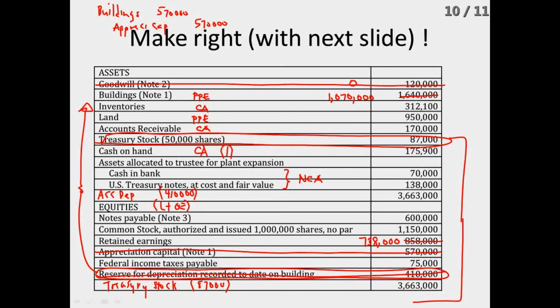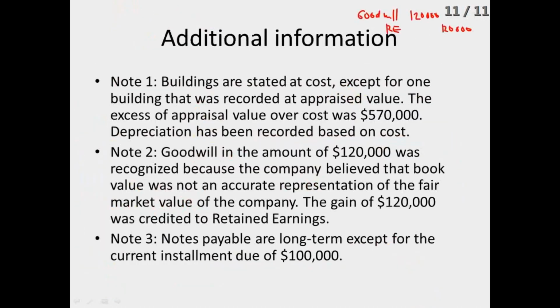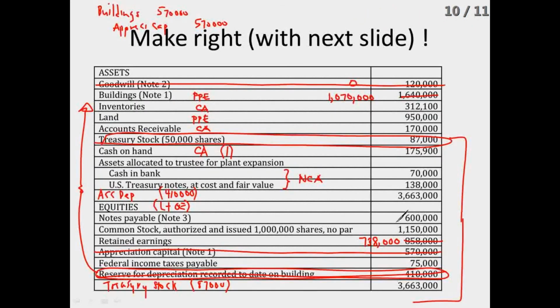Notes payable. So there's a note. We've got to read what the note says. Notes payable are long-term except for the current installment due of 100. So what should I do with this? 100 is going to be current liability. 500 non-current.